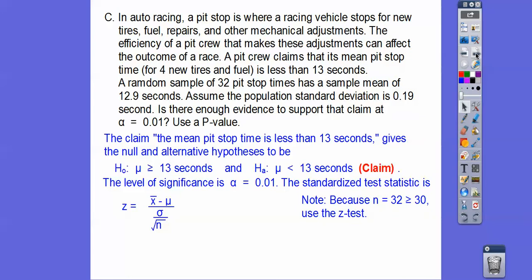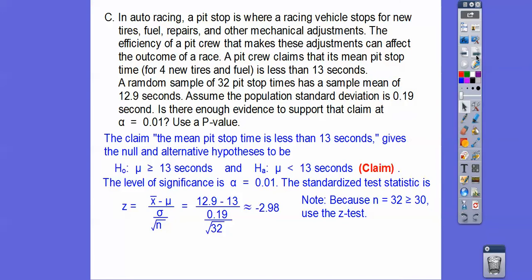And because n is 32, which is greater than or equal to 30, we're going to use the z-test. Okay, so here's our z-test. It's going to be the sample mean minus the population mean divided by the population standard deviation over the square root of your sample size. Okay, so crank all that out.